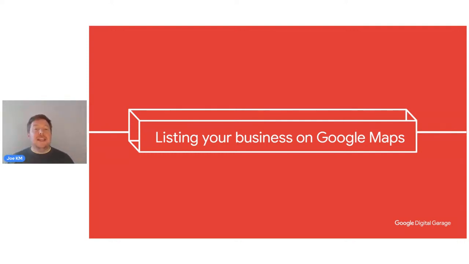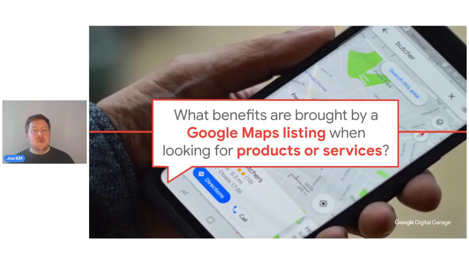So straight away, listing your business on Google Maps. We now know how people search for it. Both people in the comments here have basically said the same as me, that you'll essentially find it through some form of Google interaction. So once you get to this point of listing it, we need to think about what benefits are brought by a Google Maps listing when looking for products or services. Essentially, the benefit is getting you out there.